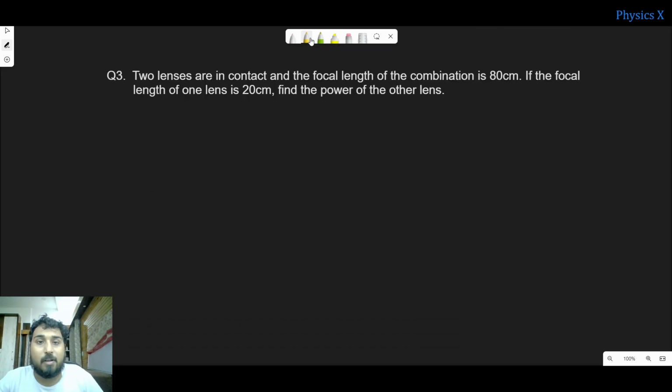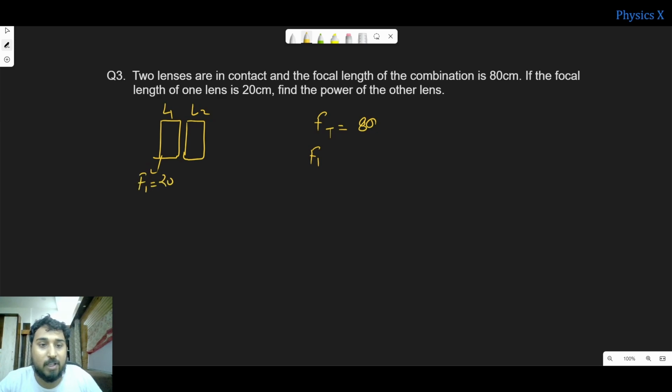Two lenses are in contact and the focal length of the combination is 80 centimeter. If the focal length of one lens is 20 centimeter, find the power of the other lens. So he's saying that two lenses are used in combination. We don't know which lens is convex or concave, but this is L1 and L2. The focal length of the combination is 80 centimeter and the focal length of one of the lenses, f1, is equal to 20 centimeter. So he's asking what is the power of this lens, right?